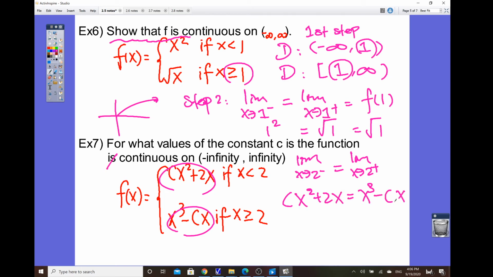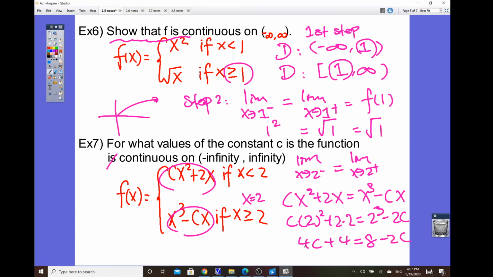And one thing for sure that they share in common is the value of x. So they're both 2. So we plug in x equals 2 for both of them. So we do have c times 2 squared plus 2 times 2. So that equals 2 cubed minus c times 2, or 2c. So we do have 4c plus 4. So that equals 8 minus 2c.